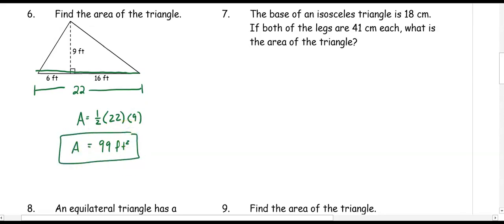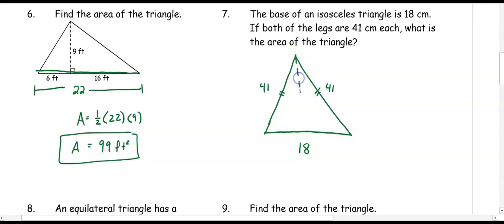In number 7, the base of an isosceles triangle is 18. If both legs are 41 centimeters, what is the area of the triangle? In an isosceles triangle, remember that you have 2 congruent legs and a base. So the base is 18. The congruent legs are 41 and 41. Now, we don't have a height to our isosceles triangle yet. So we can draw in the height, which splits the base into 9 and 9.